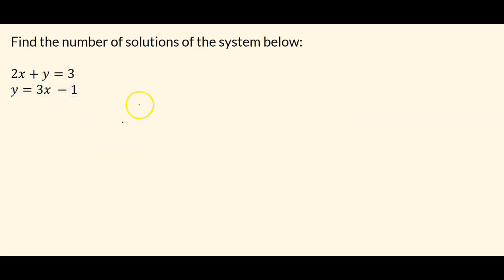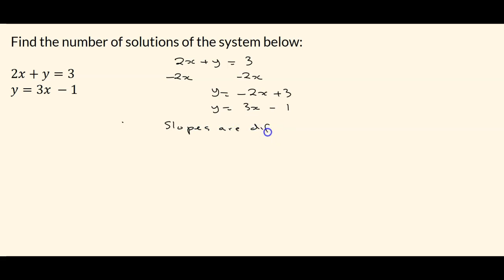So we have 2x plus y equal to 3, y equal to 3x minus 1. Let's start off with the first one, 2x plus y equal to 3. I'm going to write this in slope-intercept form. So I'm going to subtract 2x from both sides, and then I have y equal to negative 2x plus 3. And the second equation is y equal to 3x minus 1. So we can see here that the slopes are different. So because the slopes are different, we have one solution.